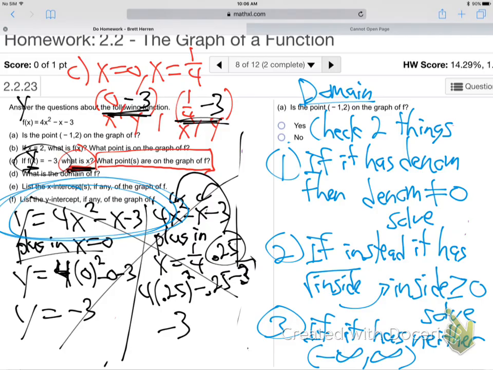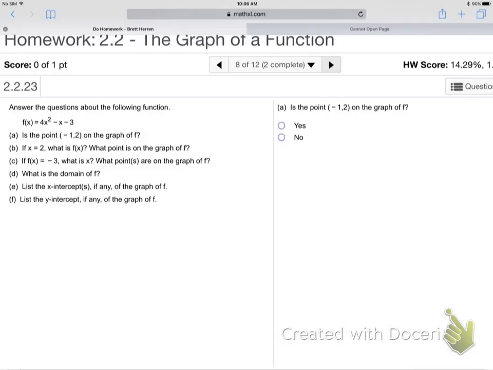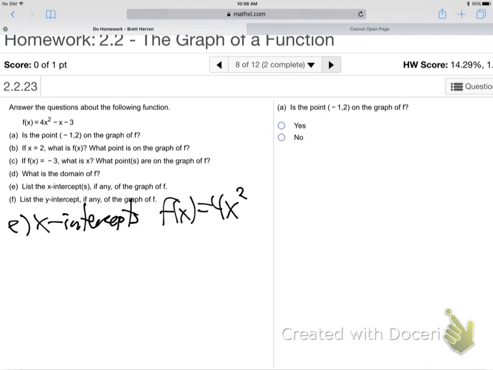List the x-intercepts, y-intercepts. Maybe we better do that. Y'all got that down? I'm going to do this last part, which I think is valuable. So E says x-intercepts. How do we find them? We did them on a graph a minute ago with a picture. But how do we do x-intercepts from an equation? What do we do?